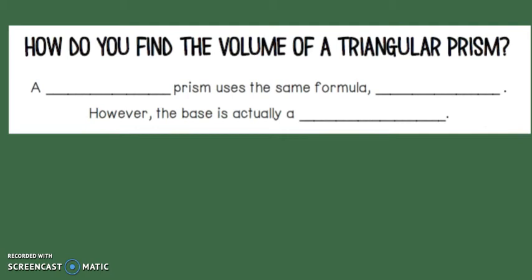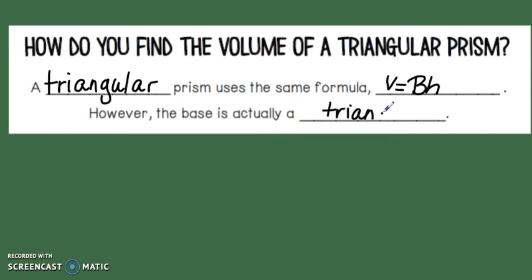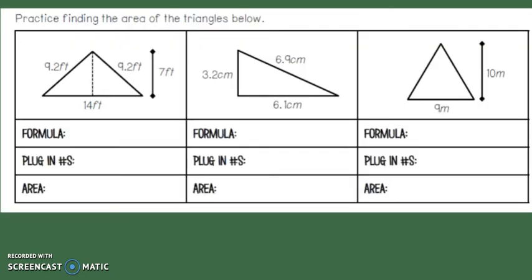The second shape that we're going to talk about is the triangular prism. A triangular prism uses the same formula as the rectangular prism as long as you are using the generic version. Volume is equal to the area of the base times the height. The base, in this case, will have to be a triangle. Let's first practice finding the area of the triangles below.